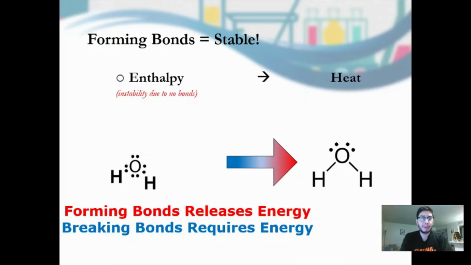When I break bonds, I have to add energy to that molecule. And so the energy is very high for atoms that are not bonded to one another. And they release energy when I form bonds. So the H2O molecule with bonds is much stabler with lower energy. And that energy that was lost when I formed bonds was lost as heat.